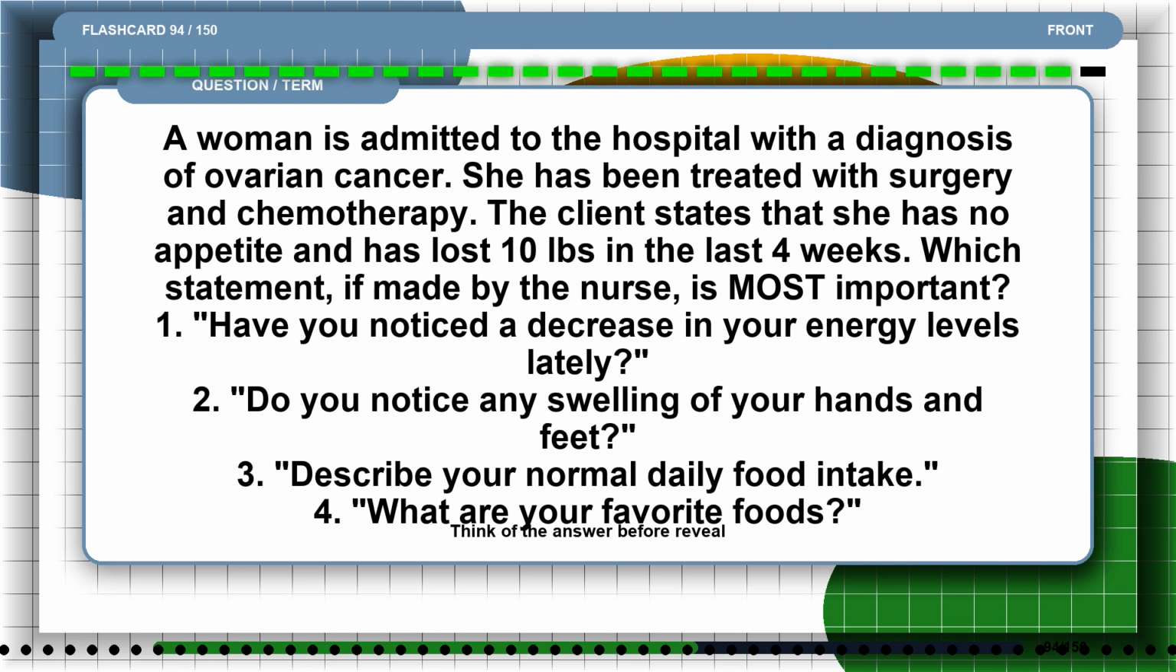Flashcard 94. A woman is admitted to the hospital with a diagnosis of ovarian cancer. She has been treated with surgery and chemotherapy. The client states that she has no appetite and has lost 10 pounds in the last 4 weeks. Which statement, if made by the nurse, is most important? 1. Have you noticed a decrease in your energy levels lately? 2. Do you notice any swelling of your hands and feet? 3. Describe your normal daily food intake. 4. What are your favorite foods? Think of the answer before the reveal.